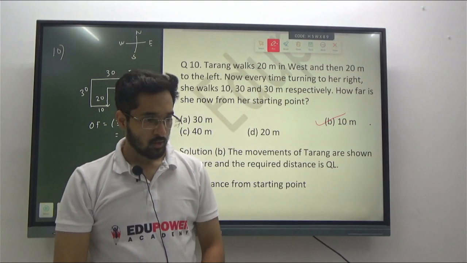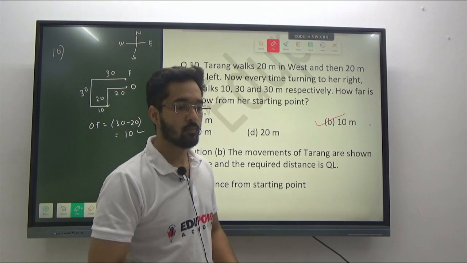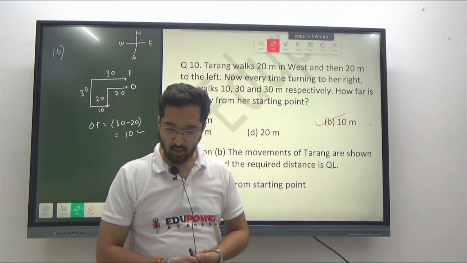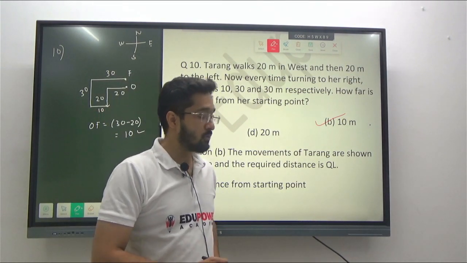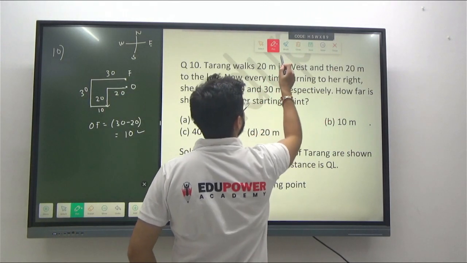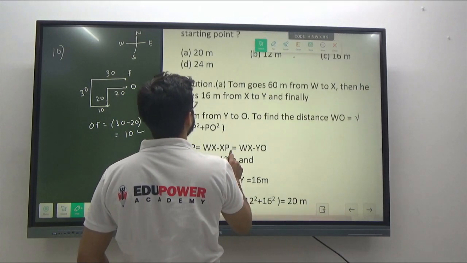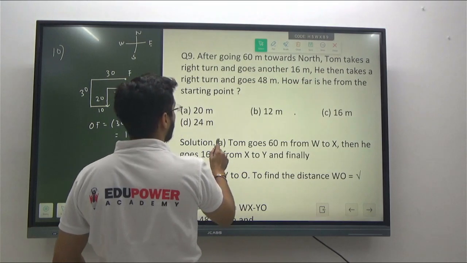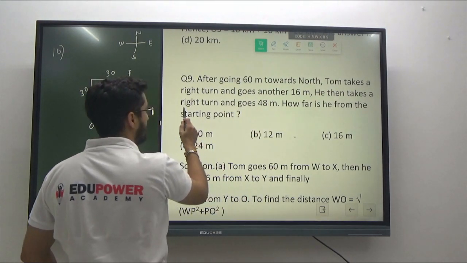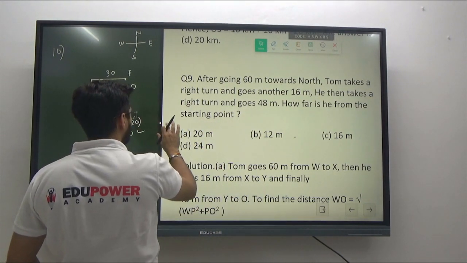Okay, we shall move on to the next question now. Okay, so coming on to the next question, which is question number 9. Okay, question number 9, what does it say? After going 60 meter north, Tom takes a right turn and goes another 16 meter. He then takes a right turn and goes 48 meter. How far is he from the starting point?